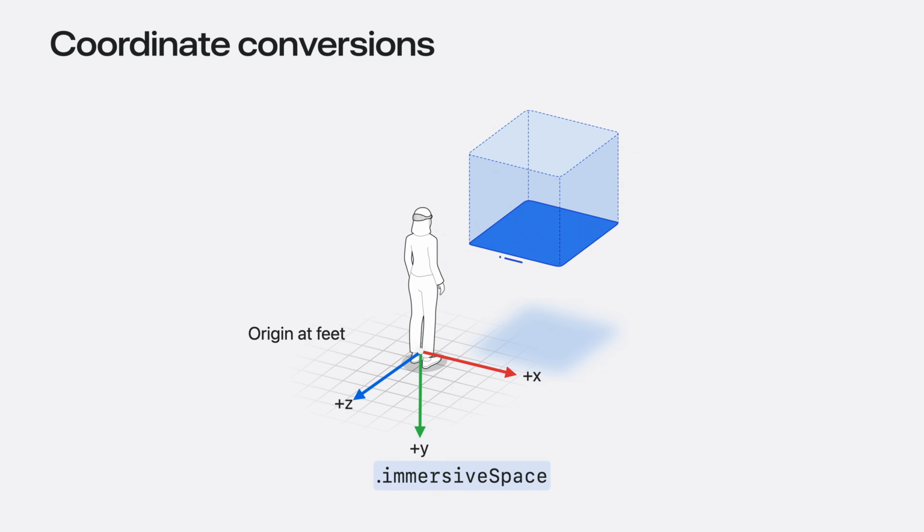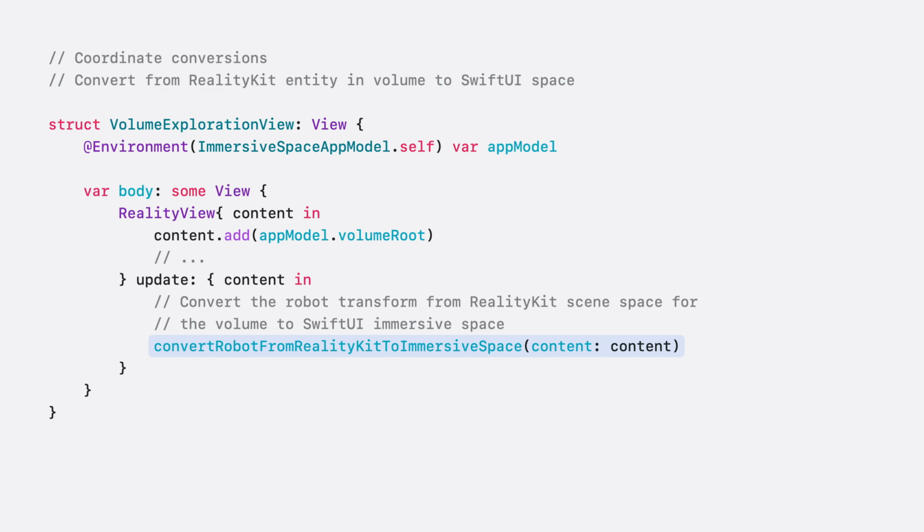Immersive space sits above global and has its origin defined as the point on the ground below you while the immersive space is open. I'll use coordinate spaces with Reality View to build the transition to the immersive space. Reality View provides a host of convert functions that I'll use to go between RealityKit and SwiftUI coordinate spaces. First, I'll handle converting the robot's transform from RealityKit scene space for the volume to SwiftUI immersive space.